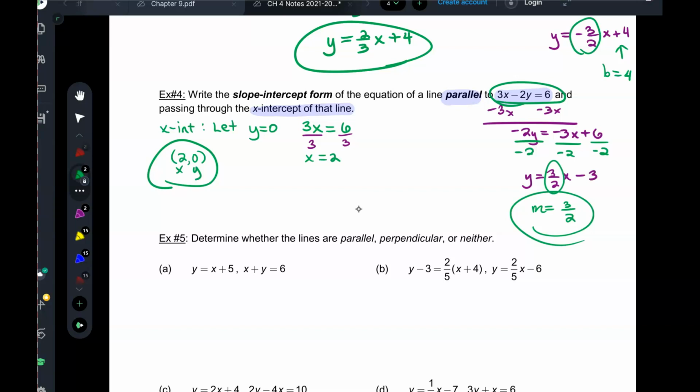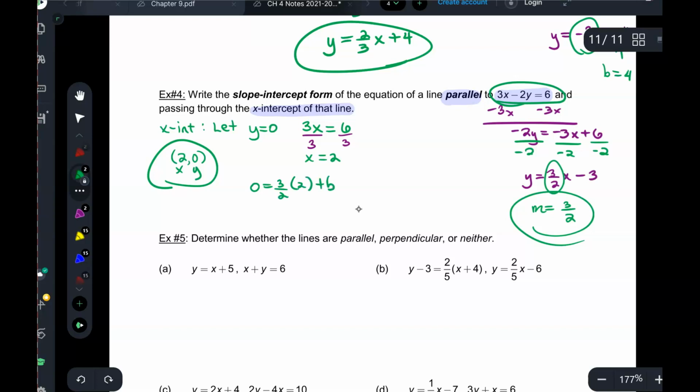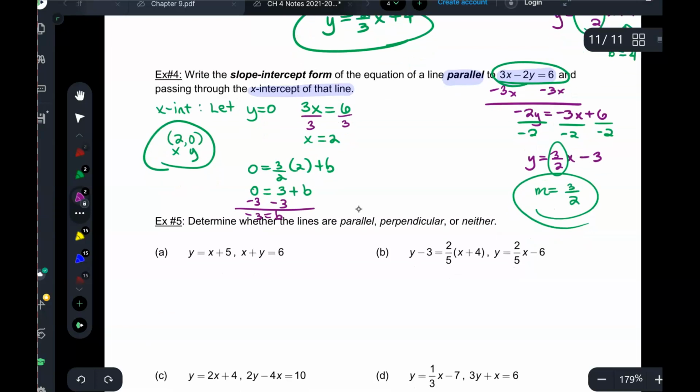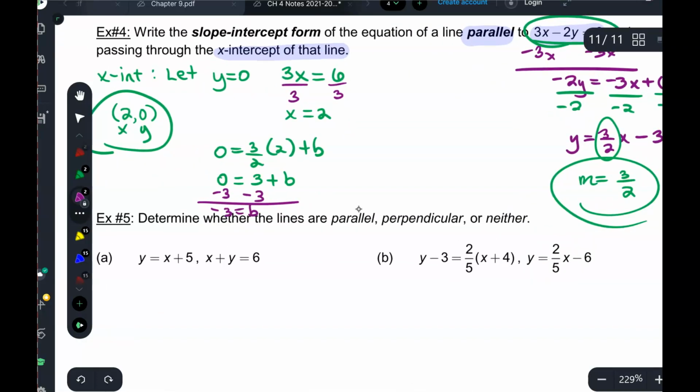Let's just bring over x. So it's gonna be 0 equals 3/2 times 2 plus b. It doesn't matter. Sorry, this is really small here, guys. It's gonna be -3 for b.